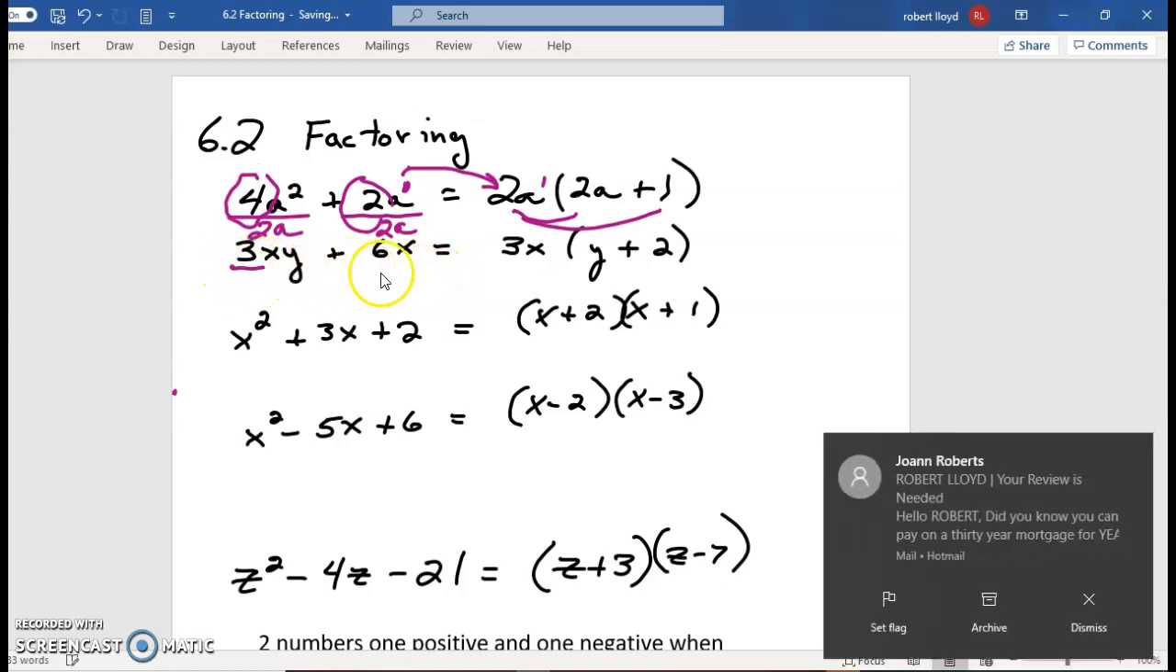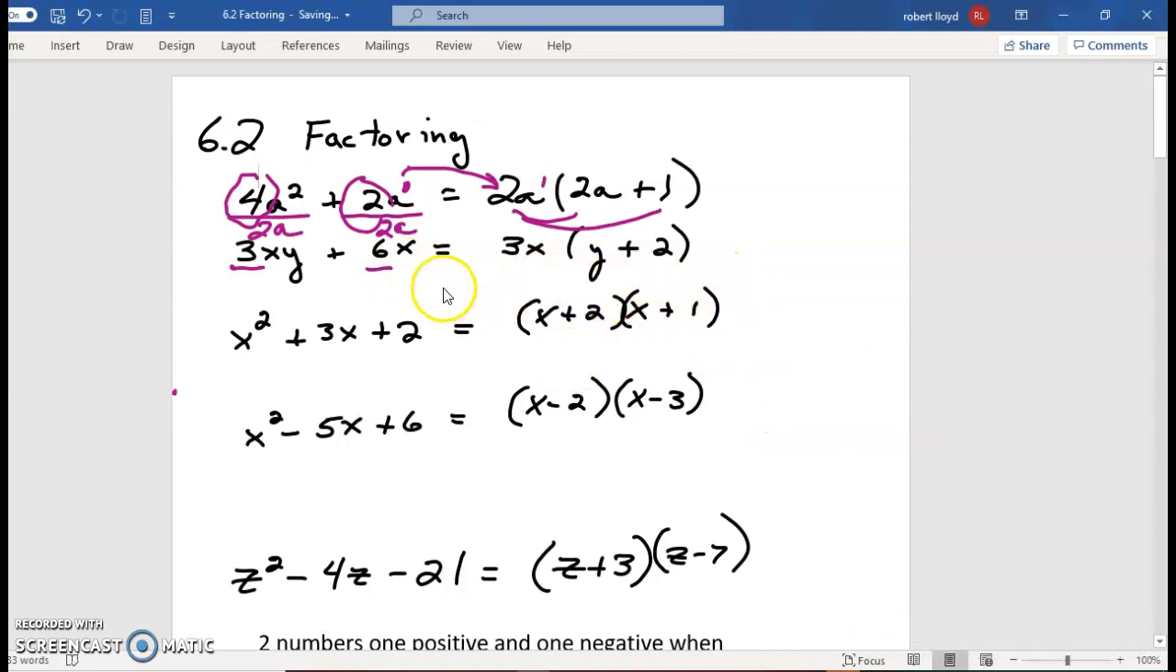So the numbers are 3 and 6. So out of the 3 and the 6, we can divide both by 3. So we're going to take a 3 out because it's common to both. Each one of them has an x, so we can take an x out. When we take the 3x out of 3xy, we're left with y. And when we take 3x out of 6x, we're left with 2. Again, if we distributed this back, we'd be right back to the original problem.